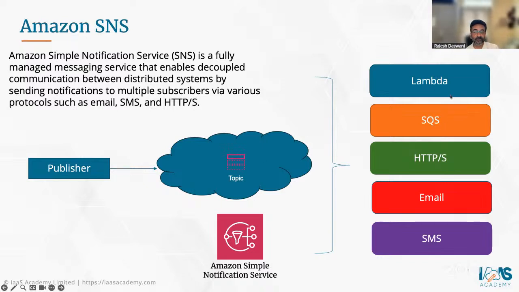Your subscribers could be Lambda functions, so triggering Lambda functions, SQS queues, we'll come on to SQS in a second, any HTTP endpoints, email addresses. So if you want to send out email alerts, like someone deleted a file from my S3 bucket, let's alert the administrator, right? Something like that is a good example of using SNS.